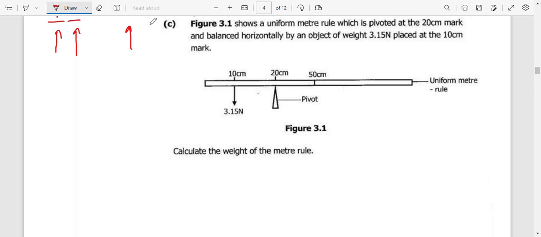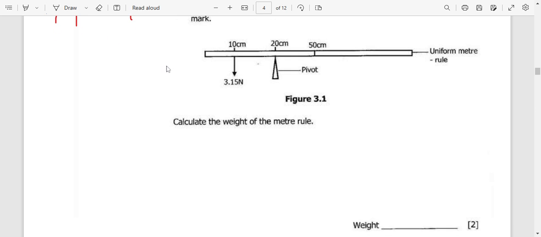All right, let's consider this one. Figure 3.1 shows a uniform meter rule which is pivoted at the 20 centimeter mark here and balanced horizontally by an object of weight 3.15 newtons. So this is the object that gets to balance it at the 10 centimeter mark. Calculate the weight of the meter rule.